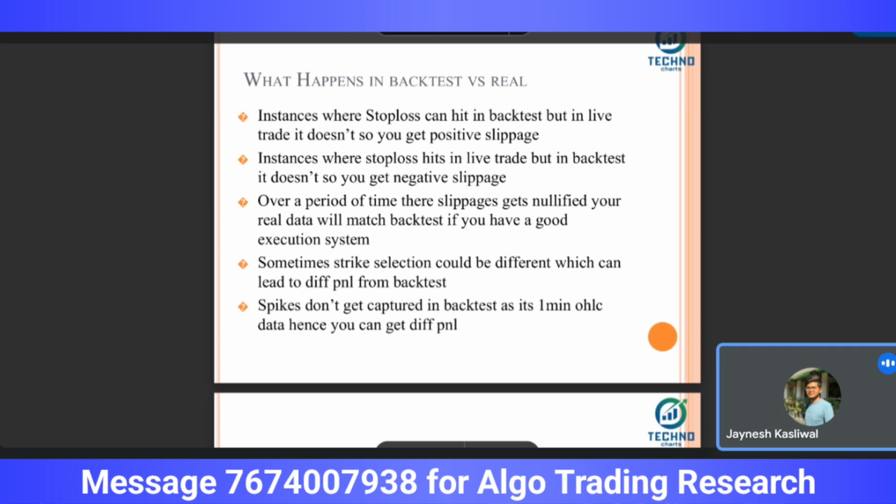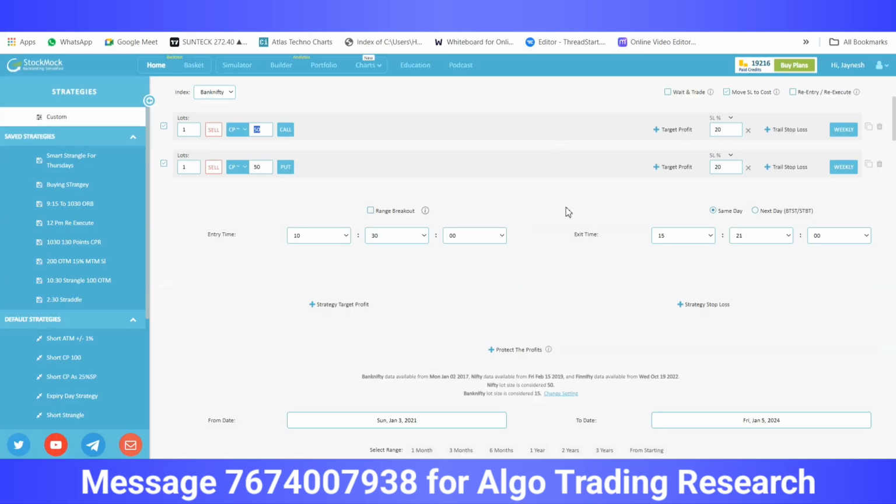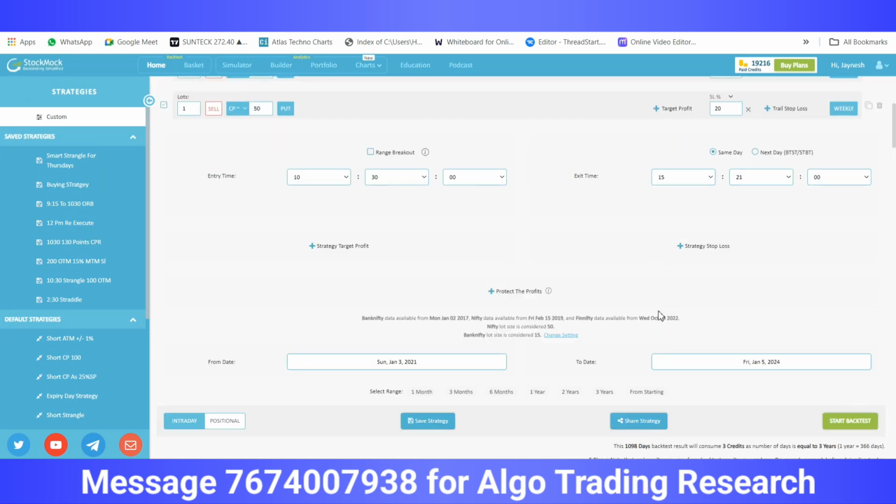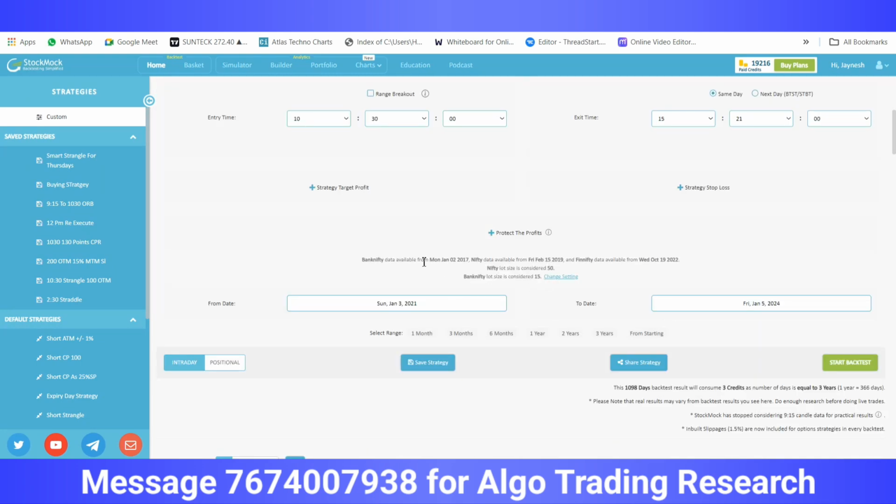Now this is the thing which we are going to discuss: what happens in real versus what happens in backtest. Basically, Stockmock considers 0.5% inbuilt slippage whenever it is backtesting. I would suggest everyone to change the slippage percentage from 0.5% to 1% at least. How do you change the slippage? Just go here. Here you can see the change setting part.